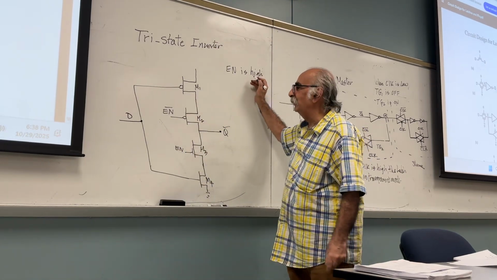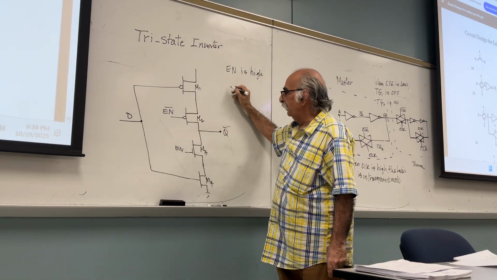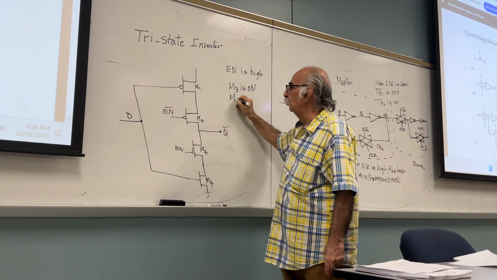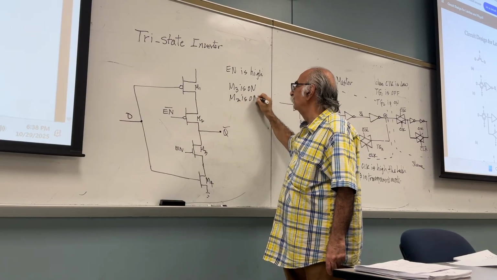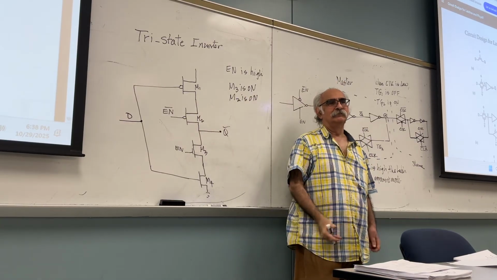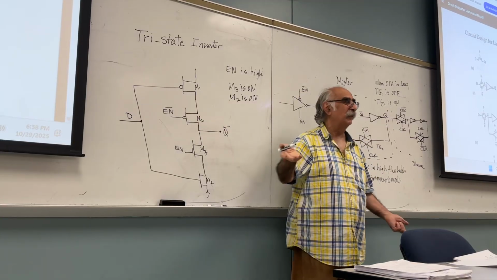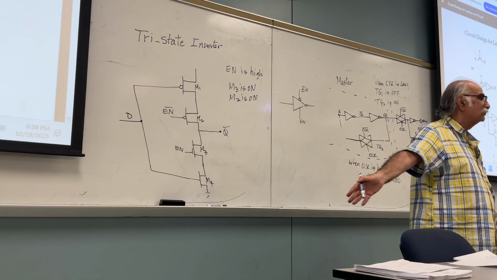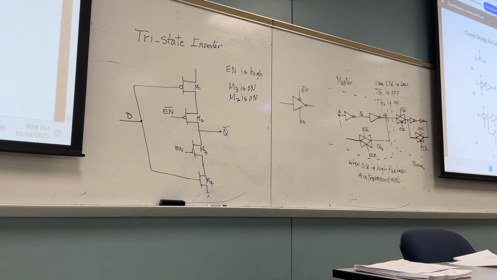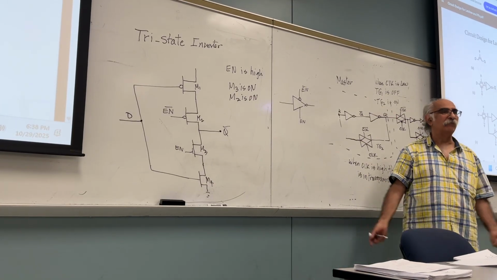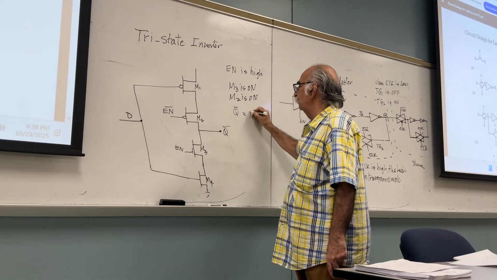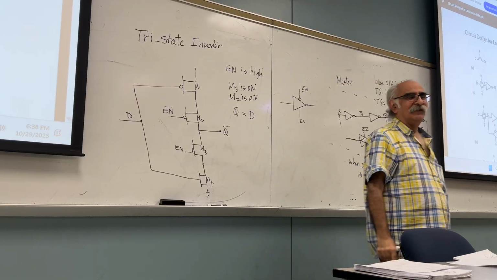Okay, En is high. What can you tell me? M3 is what? On. M2 is what? On. So what do we have left? Inverter. Remember, by the way, if it is on, what does it mean? It means that the transistors are acting as a what? Switch. Short. Did you get it or not? What do we have left? Inverter. We have an inverter, which means what? Q bar is equal to what? D.